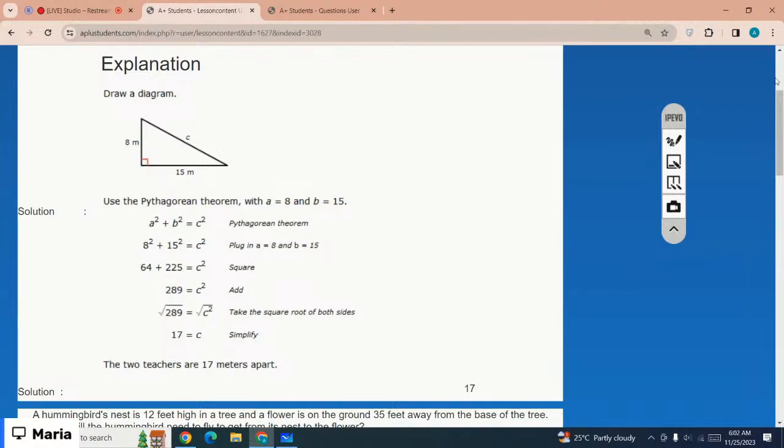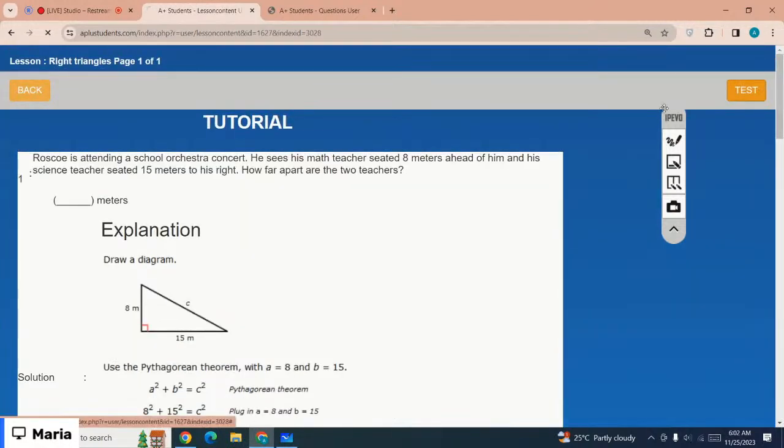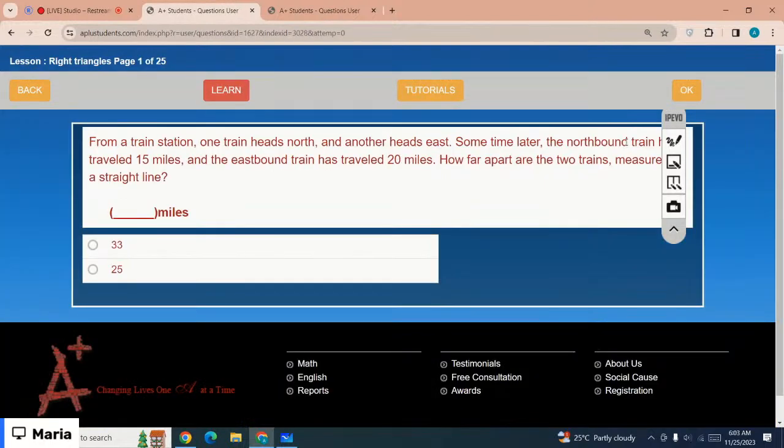Okay, let's just start with the test questions. From a train station, one train heads north and another heads east. Sometime later, the northbound train has traveled 15 miles and the eastbound train has traveled 20 miles. How far apart are the two trains? Measure a straight line, right?